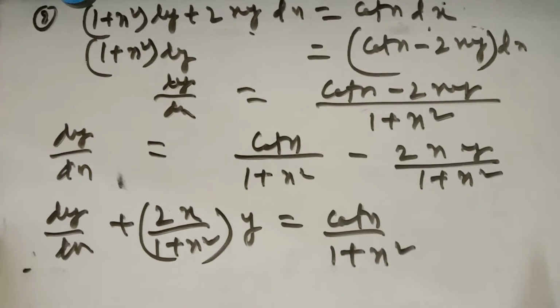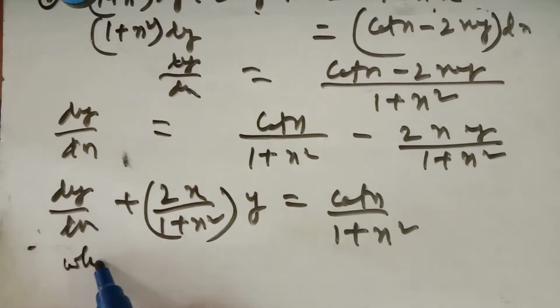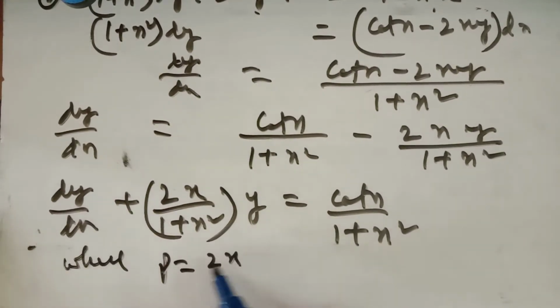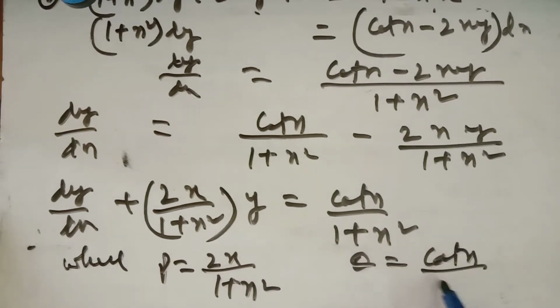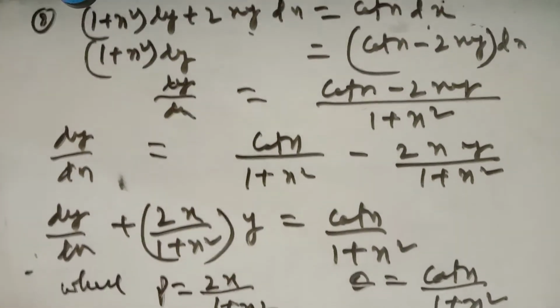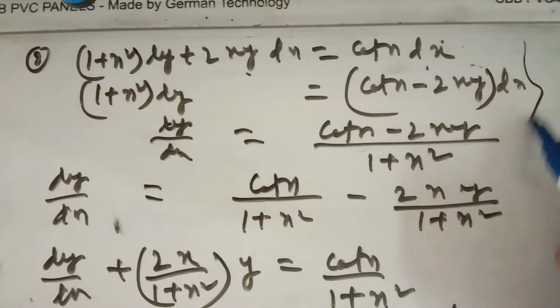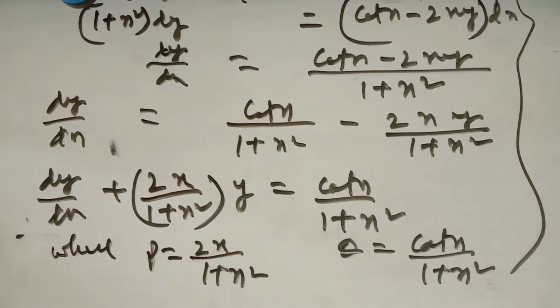Now it becomes a linear differential equation in standard form, where P is equal to 2x upon 1 plus x square and Q is equal to cot x upon 1 plus x square. Now proceed as usual, finding the integrating factor and then the solution of the linear differential equation of the second type. First of all, you have to arrange it in many steps to convert it into the standard form of linear differential equation. Proceed as usual.